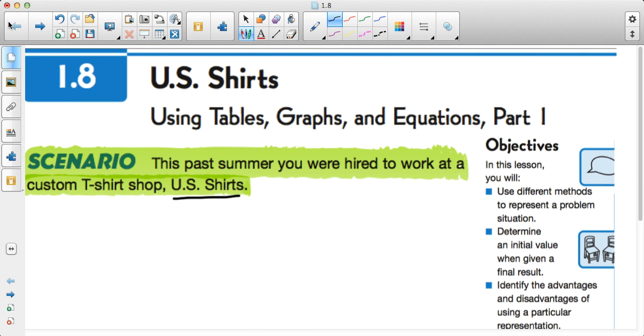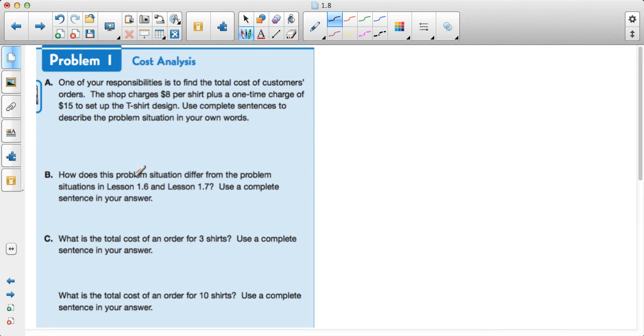Hi, math classes. Today we're going to do 1.8 US Shirts using tables, graphs, and equations. So here's the scenario. This past summer you were hired to work at a custom t-shirt shop, US Shirts. One of your responsibilities is to find the total cost of customers' orders. The shop charges $8 per shirt plus a one-time charge of $15 to set up a t-shirt design. So what we need to do first is figure out what our slope or rate is, and what our one-time starting fee is.